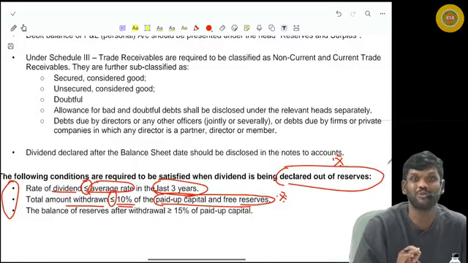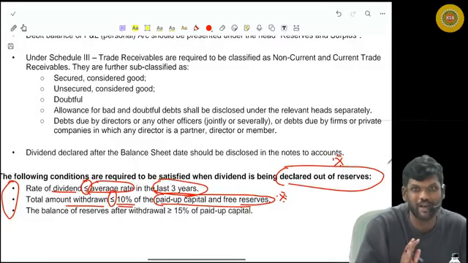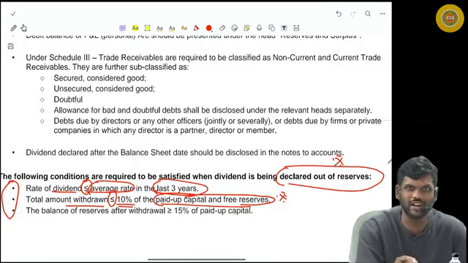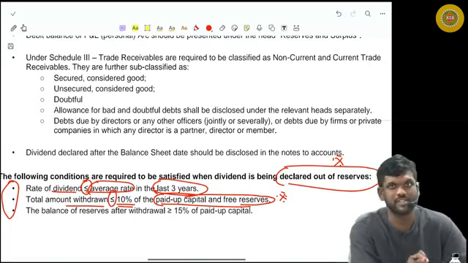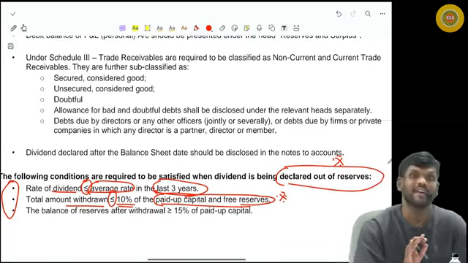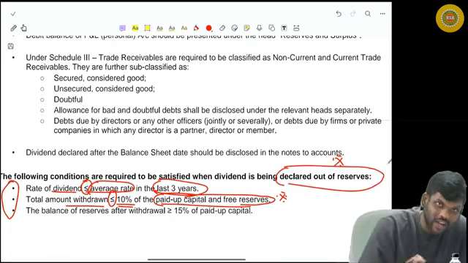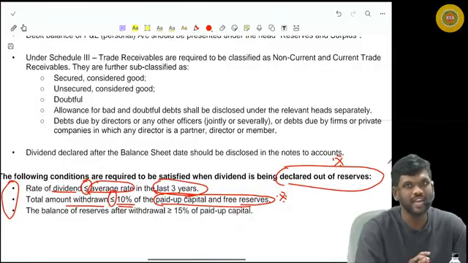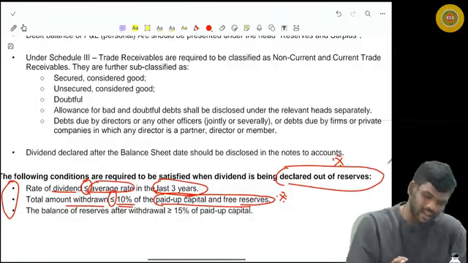Securities premium is only a free reserve for the purpose of buyback. This is for the purpose of dividend declaration. So here securities premium is not a free reserve. CRR is not a free reserve. Capital reserve is not a free reserve. Revaluation reserve also is not a free reserve. Statutory reserve is also not a free reserve.